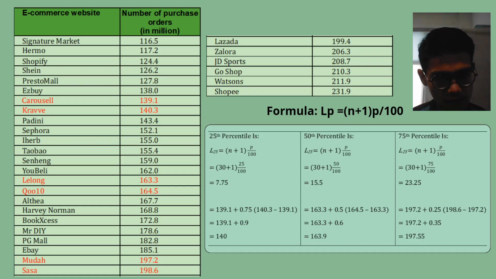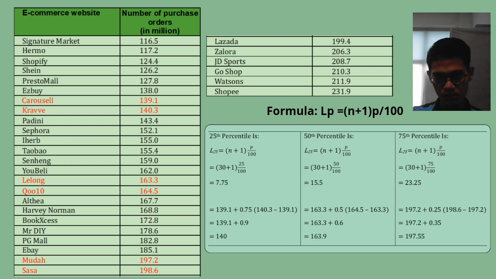Next is the data set of number of purchases in million. For the 25th percentile, we got 7.75, 139.1 plus 0.75 times (141.3 minus 139.1), so the answer is 140. For the 50th percentile, 30 plus 1 times 50 divided by 100 is 15.5, 163.3 plus 0.5 times (164.5 minus 163.3), so the answer is 163.9.